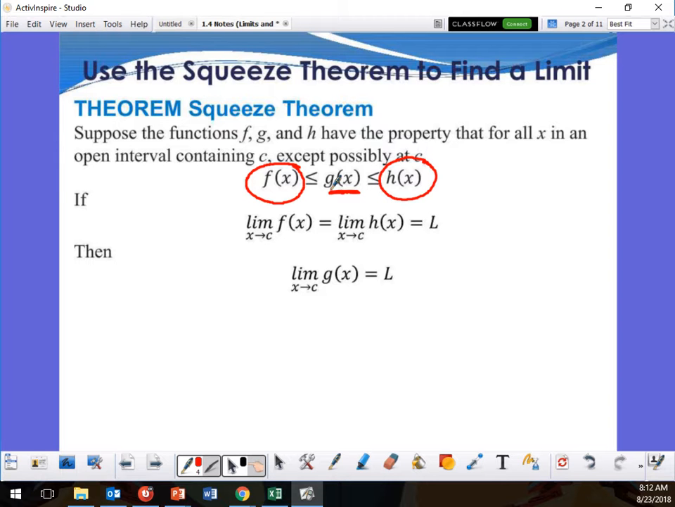Now, because of the squeeze theorem, it's not a regular line. It's like a wiggly line. It's a squiggly line. It does a little up and down thing. So you'll see it. Anyway, if this side is equal to this side, there and there, that's equal to the limit. So therefore, g of x, which is between both of those, is going to be that limit.